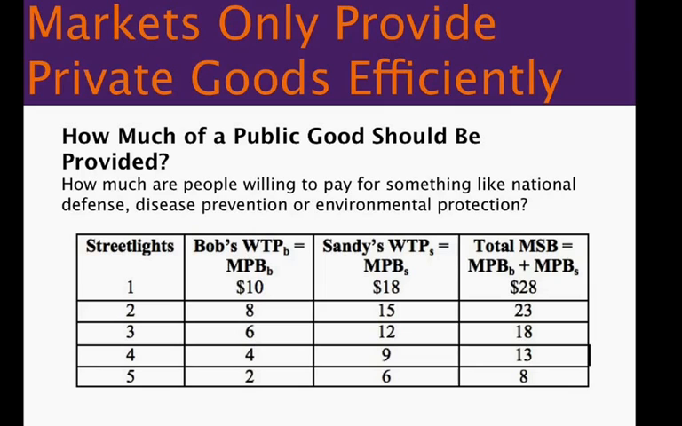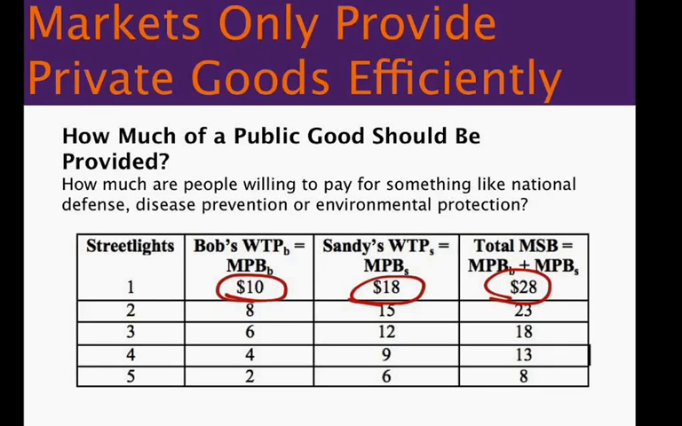So what is the first street light worth to this town? Well, it's worth $10 to Bob and $18 to Sandy. So the first street light is worth $10 to Bob and $18 to Sandy. The total social benefit is adding those two up, so $28. The sum of each person's willingness to pay is the total marginal social benefit of $28. Really important stuff. We know that. The final column there just shows the marginal social cost.